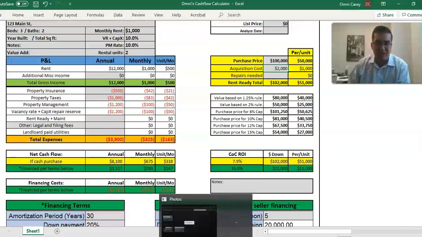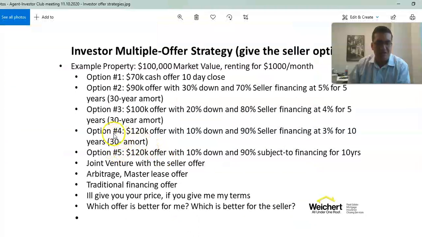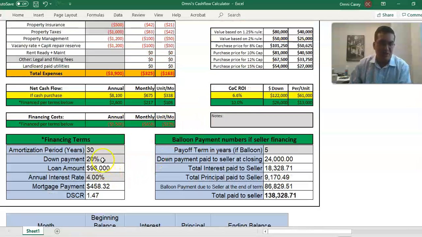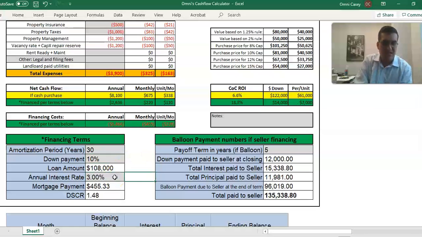Let's look at one more example here. Option number 4, let's say $120,000. Crazy. You're going to offer $20,000 more than market value. However, you're only putting 10% down, 3% seller financing for 10 years. Let's look what that might look like. So it's only worth $100,000, but I'm willing to give you $120,000. Seller financing, I'm only going to put down 10%, and I'm going to give you 3% interest, and I'm going to take this out to 10 years.